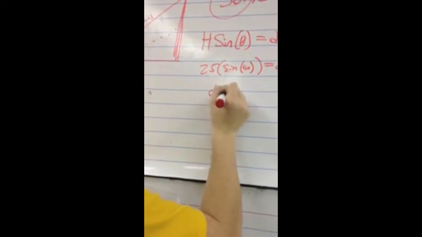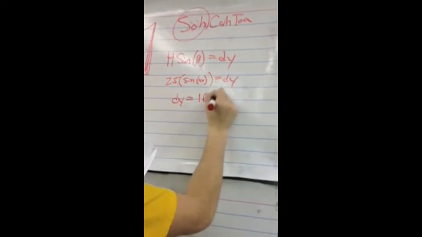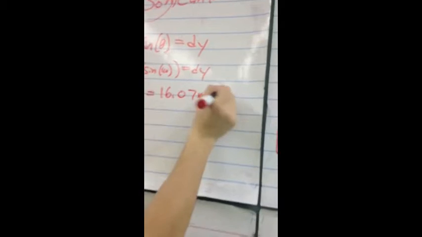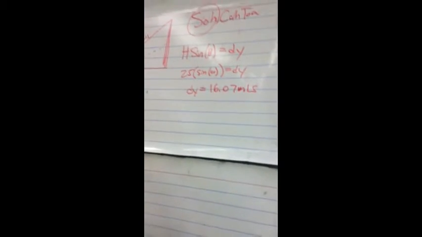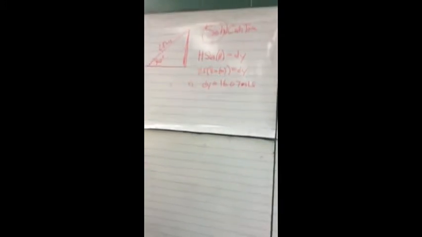Then your d of y, when you plug that into a calculator, becomes 16.07 meters per second. Take a second to look at all that, and you will have your answer to part A of that question.